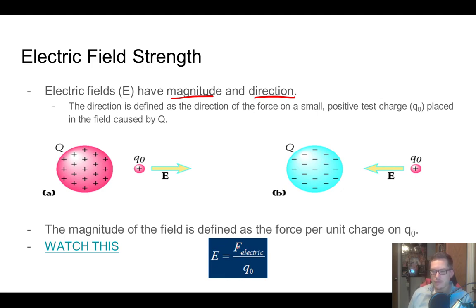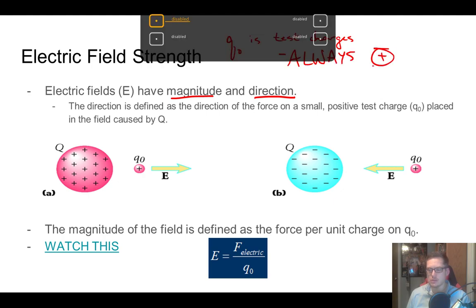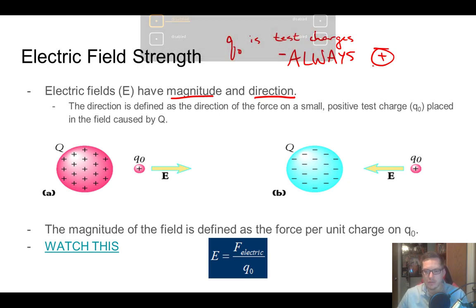It's the force F on the electric. So in order to calculate that, we just use Coulomb's law over Q naught. Now Q naught is kind of this interesting guy. Let's look at Q naught. Q naught is known as a test charge. Now test charges are always positive. This is very important. Never forget this. Test charges are always positive. Very, very important. So the test charge is a very, very small positive charge, and we're going to refer back to this test charge several times over the course of our learning about electric fields.